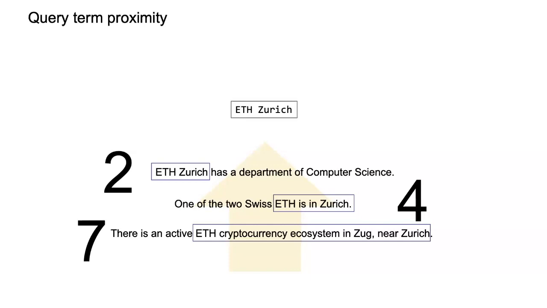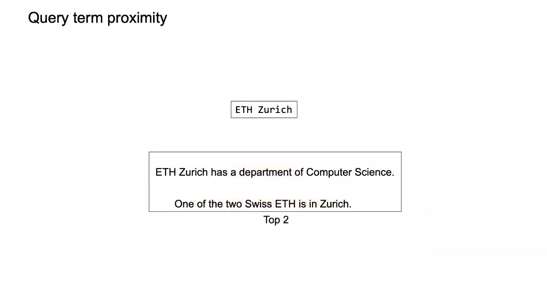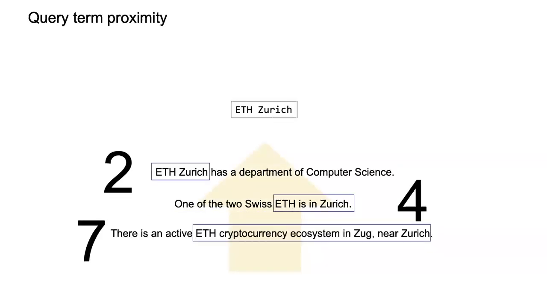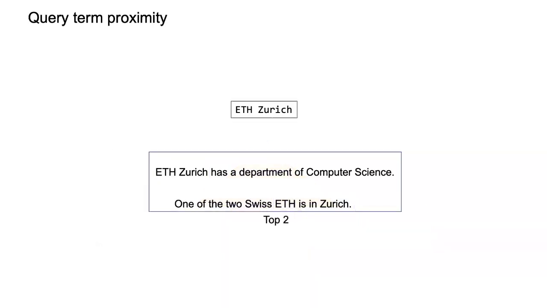So ETH Zurich in the first one is very relevant. They're close to each other. Then you have one of the two Swiss ETHs is in Zurich. That's less relevant, but still relevant. And the third one is there's an active ETH cryptocurrency ecosystem in Zug near Zurich. This one is probably less relevant. It's not even the university ETH Zurich, something related, right? So then you basically sort them and pick the top two based on that. Just an example. But you can also use this notion of distance between the words as another way to score. Nothing to do with TF-IDFs here, just another approach.